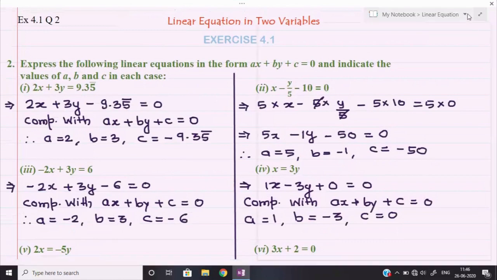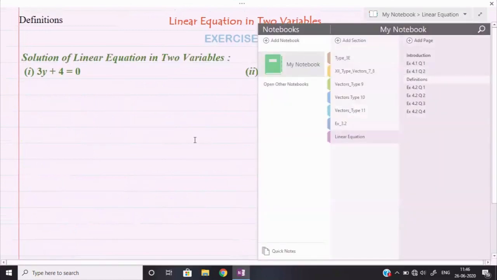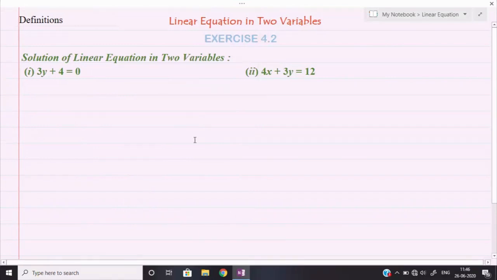Yes, now we are going to start the next exercise, but before that we need to understand one definition. Students, if I ask you, last year you solved the linear equation in one variable. So you found the solution of the linear equation. Solution means you have solved the given equation completely and you got the value of the unknown variable given in the equation.